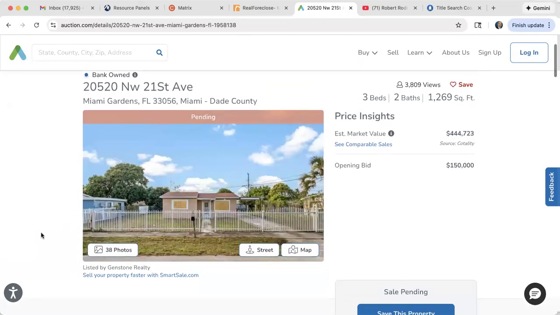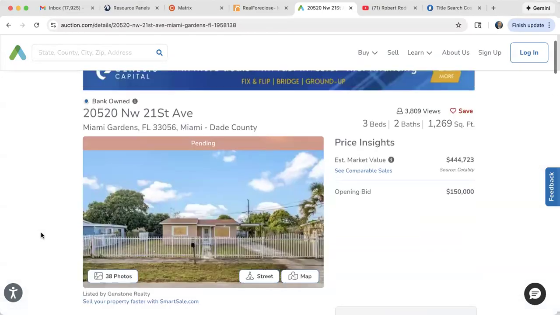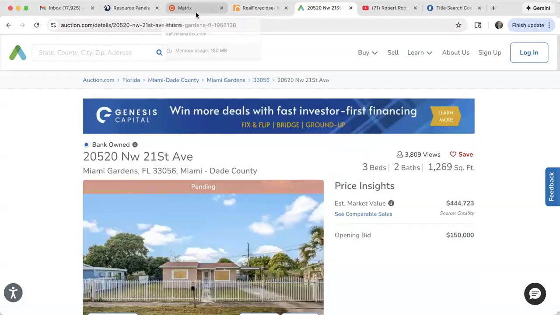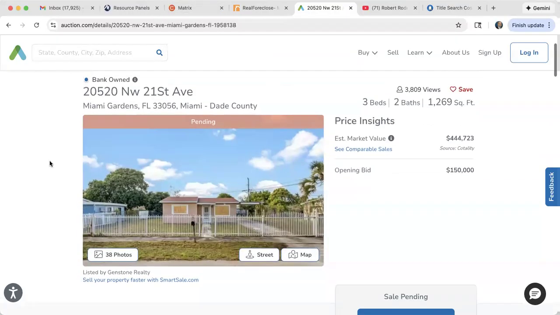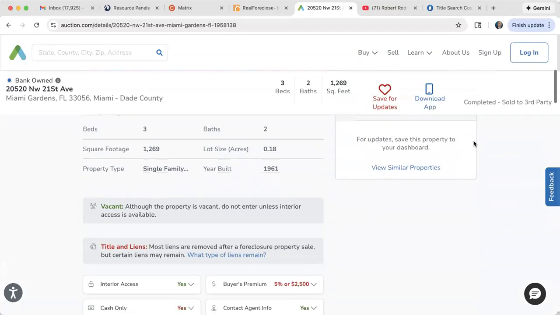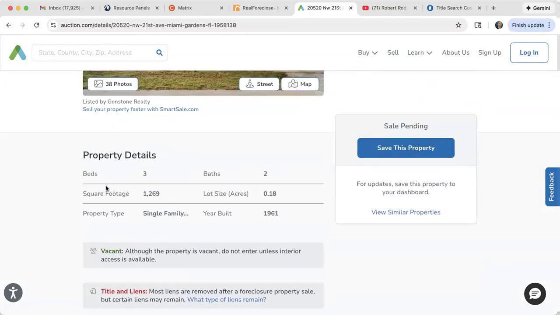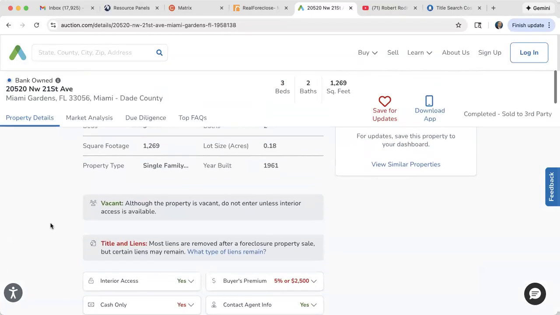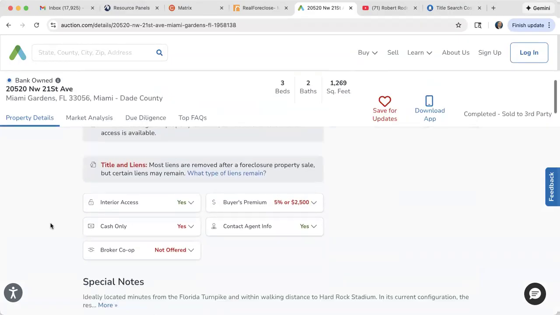All right, so this auction pretty much already happened, I think. Probably already happened because it says it's pending. So the opening bid on this property was $150,000. The estimated market value on this property was $444,000. Obviously, this property is already pending, so I cannot really show you how it went.